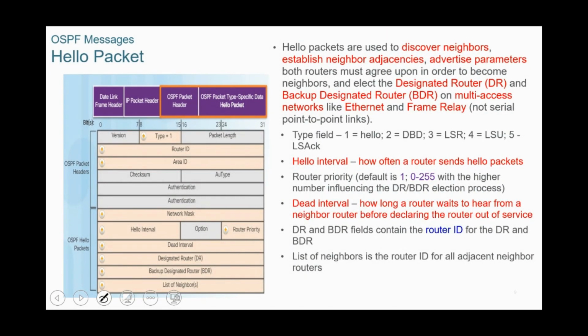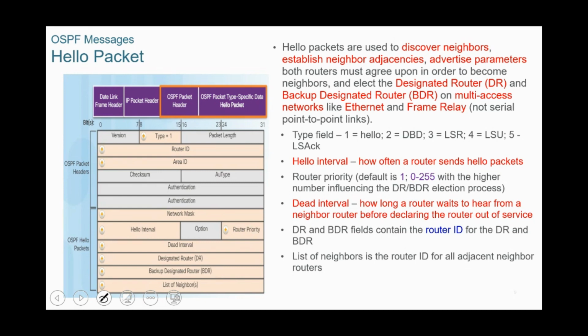Hello packets are used to discover neighbors, establish neighbor adjacency, and advertise the parameters both routers must agree upon in order to become neighbors, and to elect the designated router and backup designated router on multi-access networks like Ethernet and Frame Relay. Of course, it's not for serial point-to-point links. So that's why you need hello packets. Again, with hello packets you need to do the elections for the DR and BDR. DR stands for designated router, and BDR is the backup designated router.